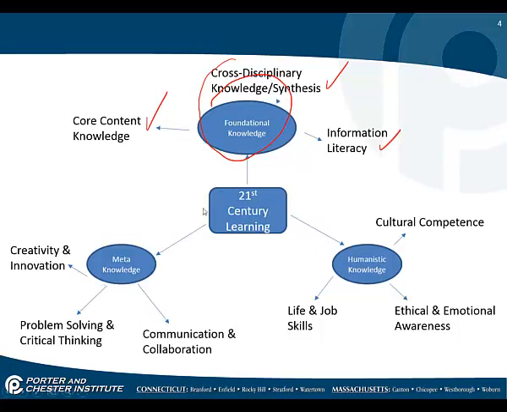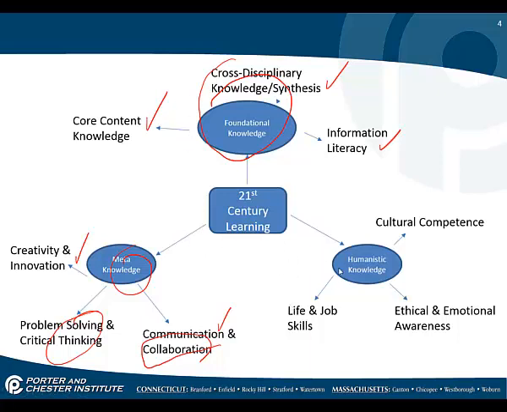Now, we've added some things in the 21st century, the meta-knowledge, which is the creativity and innovation. In the past, it was only having to do with art students, and people in the artistic side of things. We've added the problem solving, the critical thinking. That's part of everyone's education now. We've added communication and collaboration. We've always had to write in the past, but what we didn't do much with was the collaboration. We've added that to the whole picture.